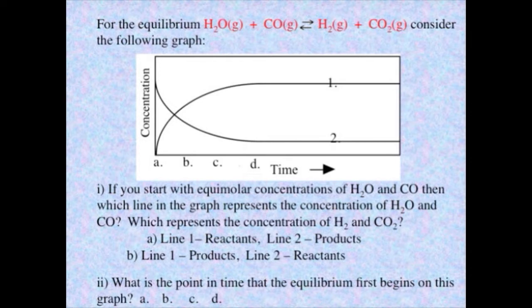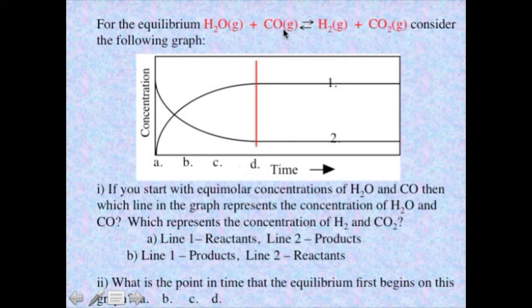Now, what is the point in time that the equilibrium first begins on this graph? Time A, B, C, or D. And of course, at point D, we see the two lines become parallel. They don't change their concentration anymore. Reagents stay at the same concentration, products stay at the same concentration.